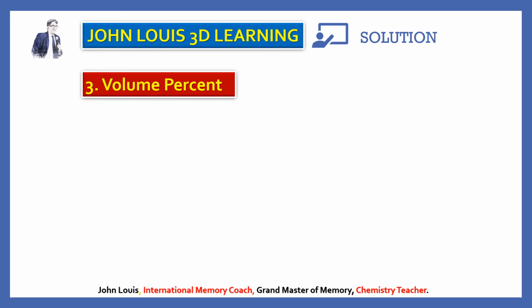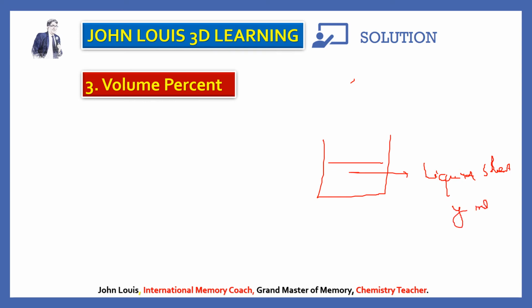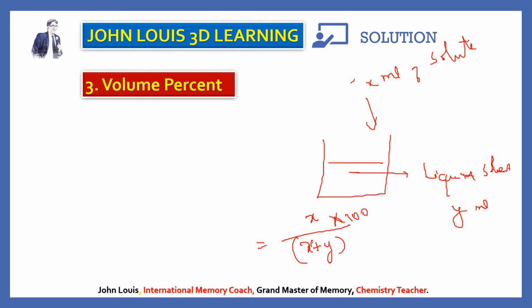So what is volume percent? Suppose the solute is also a liquid, with a liquid solvent. Let us take the solvent volume as y ml and you are dissolving x ml of solute, because this is also a liquid. What will be the total volume? The total volume will be x plus y. This will be the volume of the solution. Out of x plus y, the volume of the solute is just x ml. Therefore for 100, how much will it be? Is it clear?